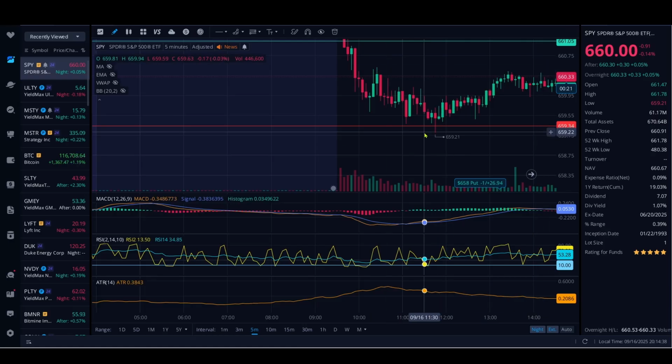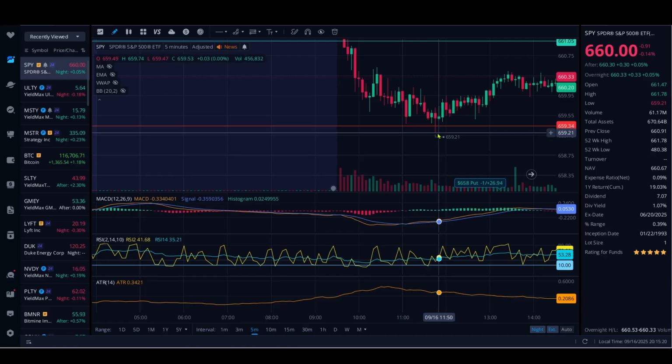But I will tell you my end goal here in a minute. When it did come down, it actually ended up triggering and filling that order. So that candle here is the one that actually triggered, and I was able to get that $30 roughly for that contract for a 658.